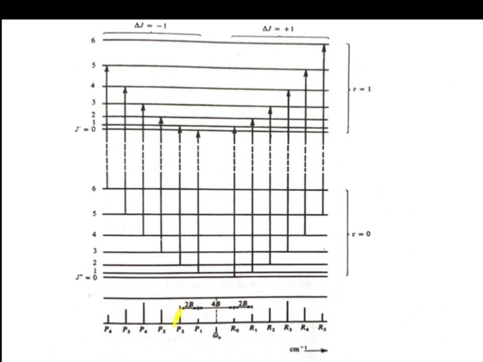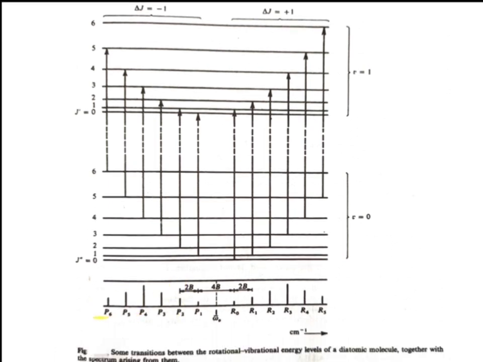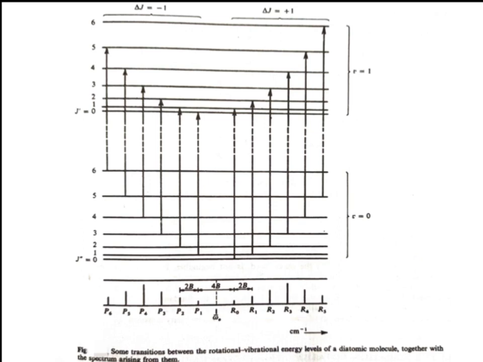Then for the next transitions it is P2, P3, P4, P5 and P6. So we have 6 transitions, so we can get the 6 lines of the P branches. And again for the right side we will observe the 6 lines for the R branches. The R branch will start from R0, R1, R2, R3, R4, R5 to the right side with an increase in the frequency per centimeter.